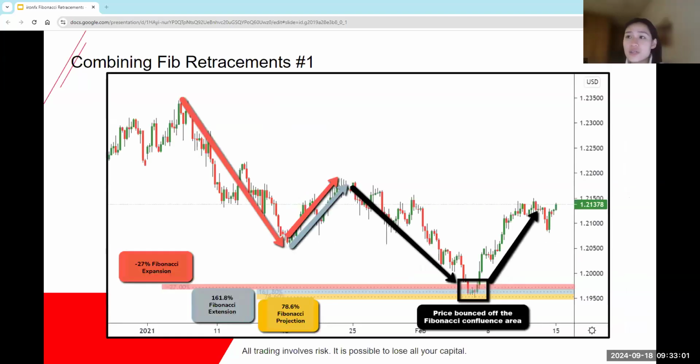Okay, in the example that you see here, we are combining a minus 27% Fibonacci expansion, a 161.8 Fibonacci extension, and a 78.6% Fibonacci projection. So again, for all of these three, we will get into them in our coming webinars. We'll get more in depth. But for now, I just want to highlight the confluence area. Since there are two or more Fibonacci levels that line up, we're expecting prices to bounce off of that area.